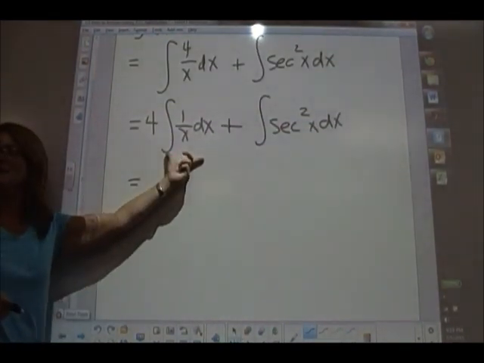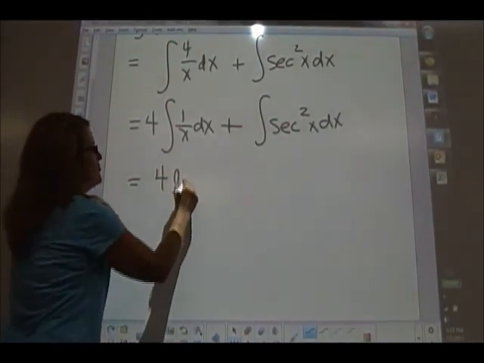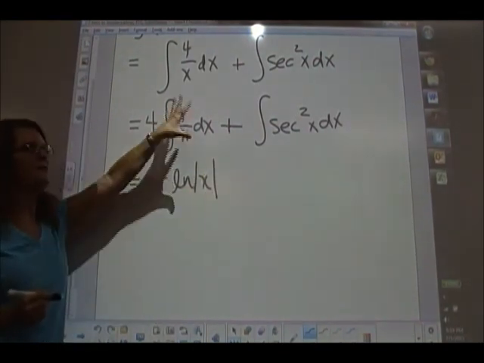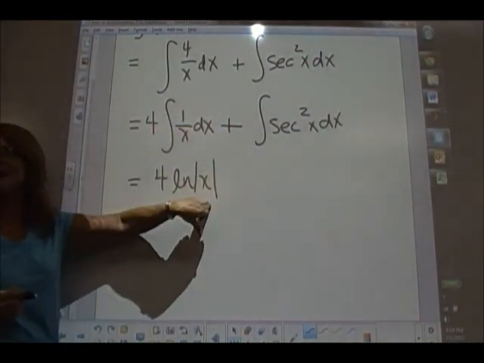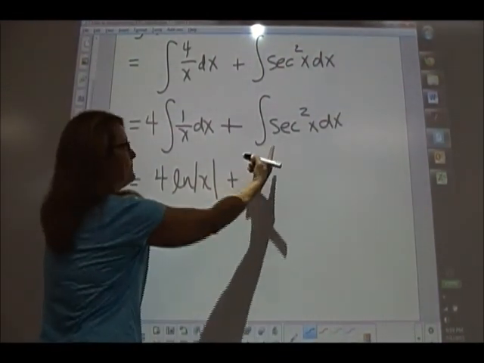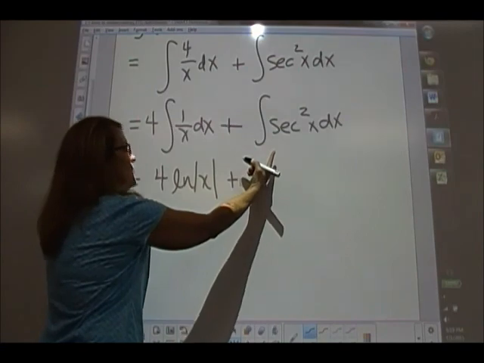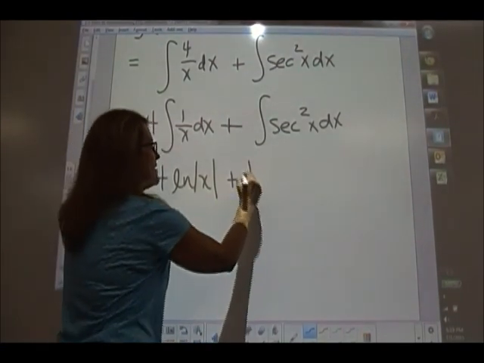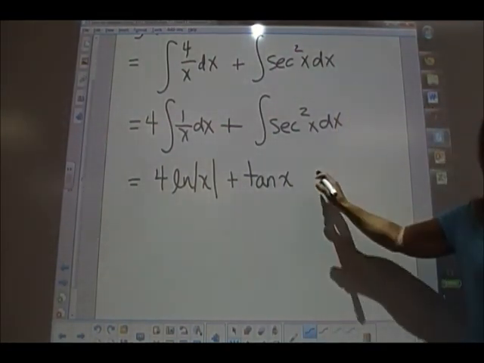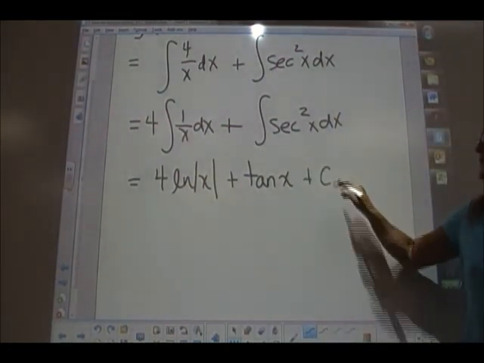Okay, so here we go. 4 times natural log of x, and actually it's a natural log of absolute value of x, because if x is negative, you can't take the natural log of a negative number. Plus tangent of x. The derivative of tangent is secant squared, so the antiderivative of secant squared is tangent. Plus c. Good.